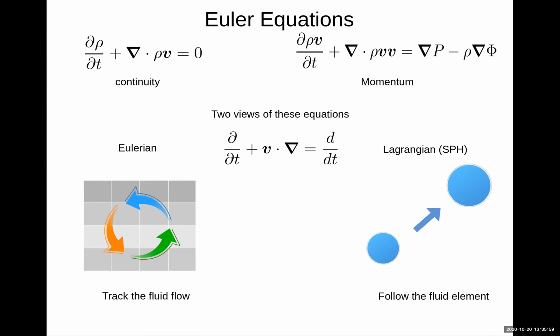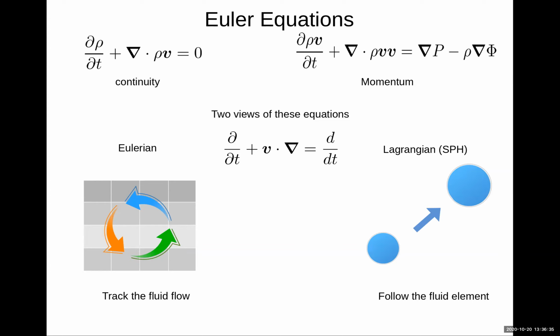When you write this out, there are two ways of viewing these equations. In particular, if you look at the continuity and the momentum equation, you can break it down into a partial with respect to t plus a velocity dotted with a gradient. And that can be thought of as either the Eulerian view or the Lagrangian view, where in the Eulerian view you take the partial time derivative, and in the Lagrangian view you take the total time derivative.